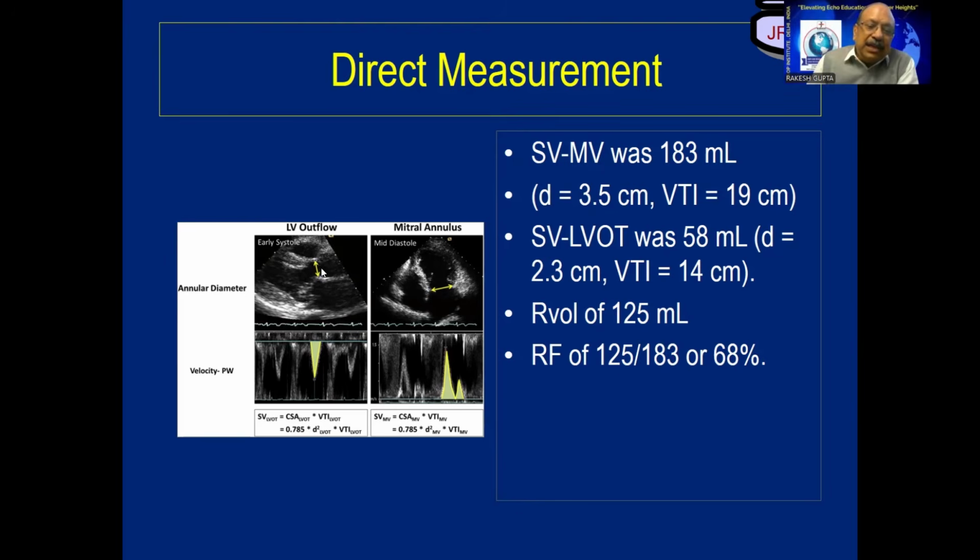But in LVOT, you'll get an area from here, but you'll get the LVOT VTI in the 3 chamber or 5 chamber view, not in this loop. Then it's clear, sir. That's what I was thinking. Okay, right.